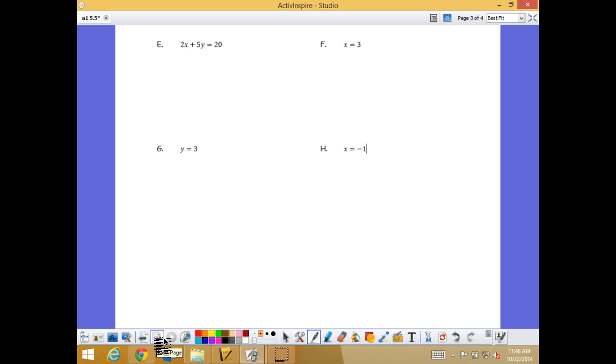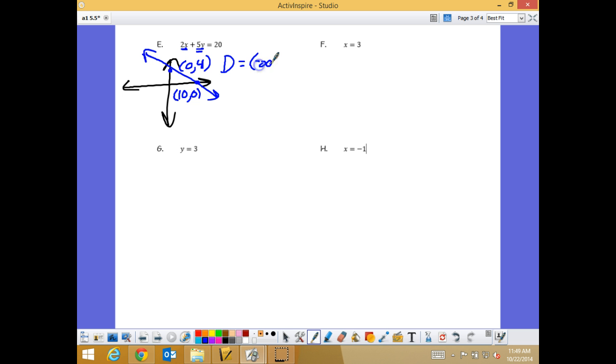Okay. Finding for E. Y-intercept, we have plugging 0 in for x, 5y is equal to 20, so the y-intercept is 4. Plugging 0 in for y, we end up with the x-intercept of 10. Domain and range, once again, are both negative infinity to infinity.